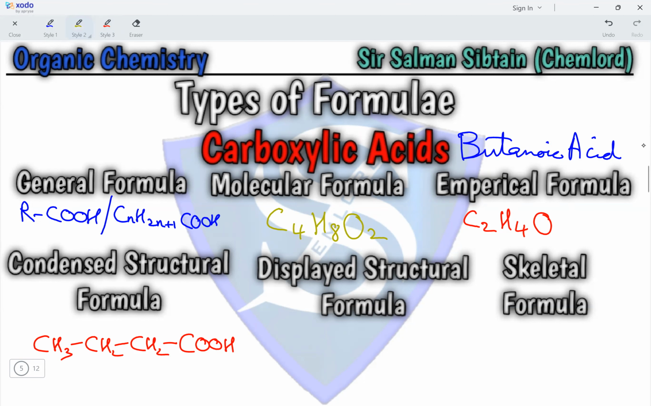Next, we will display this condensed structure by showing all the bonds. So we have 4 carbon atoms in a straight chain. Each carbon atom except for the functional group carbon atom will be bonded to hydrogen atoms in all the remaining positions, and the functional group carbon atom will have a double bond to O and a single bond to OH placed on it, completing the displayed formula of butanoic acid. And finally, the skeletal formula would be 4 carbon atoms with a double bond to O and a single bond to OH at one of the terminals, completing the skeletal formula of butanoic acid.